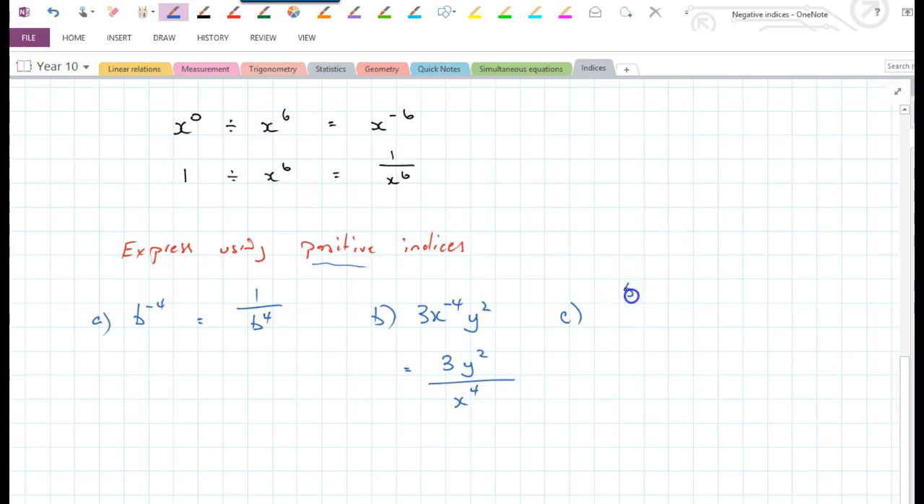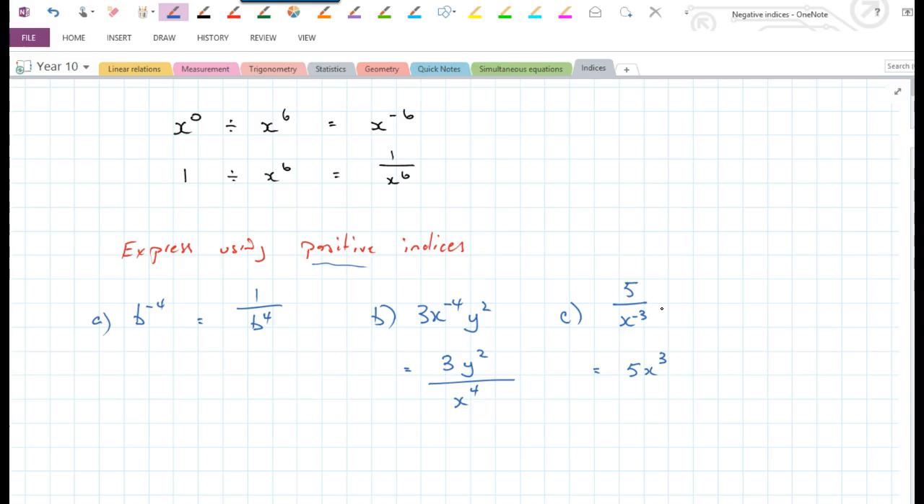Okay, so let's have a look at another one. C, 5 over x to the power of minus 3. So now I've got negative 3 underneath in the fraction. It works the other way too. I can flip it into the numerator and it becomes positive 5x cubed. So you can think of negative powers as becoming positive powers in the other part of the fraction, whether that be the numerator or the denominator.